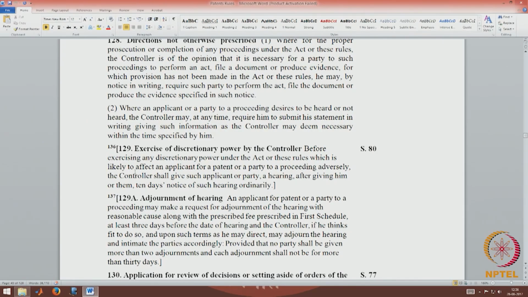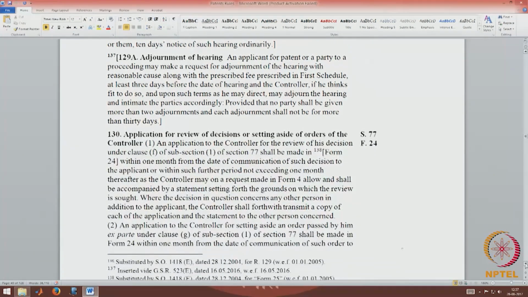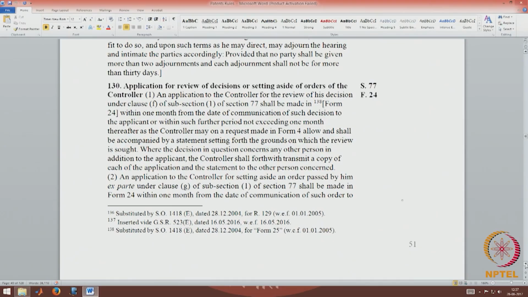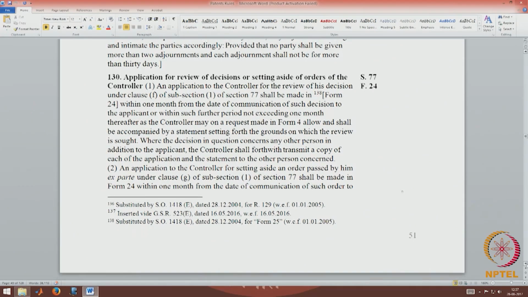Whereas a controller, after hearing a post grant opposition, has a discretion either to reject the patent or call for an amendment or to uphold the patent. So, in whatever he does, he would be exercising his discretion. So, when he exercises his discretion, if it affects a party, the party is entitled to a hearing. Hearings can be adjourned. There is a provision for adjourning hearings, and there are some requirements of notice, and the controller can review his own orders. So, 130 deals with review of decisions and setting aside orders of the controller.